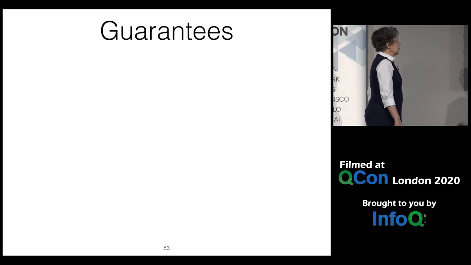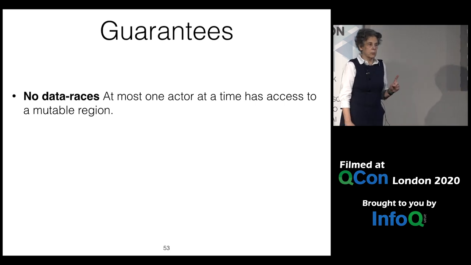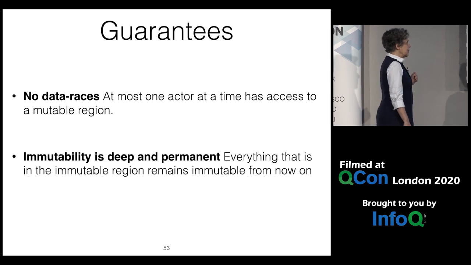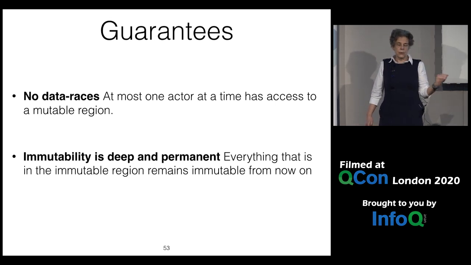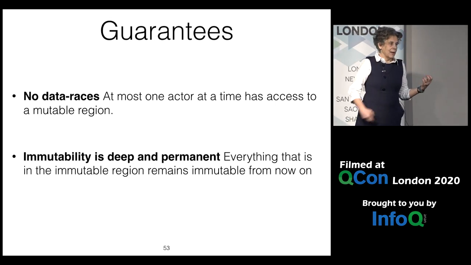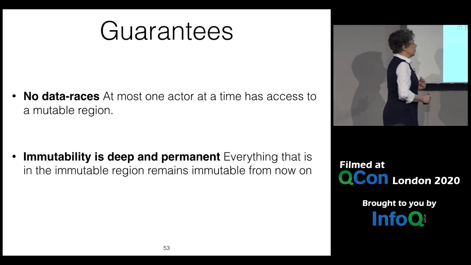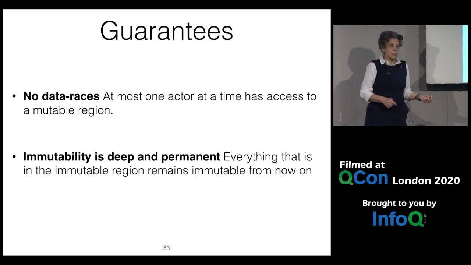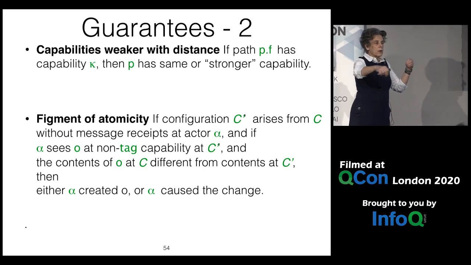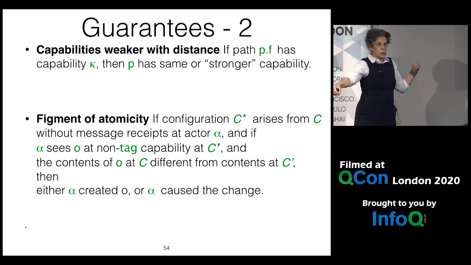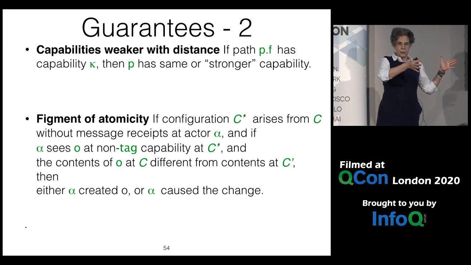So what guarantees does the type system give me? It gives me no data races, because at most one actor has access to a mutable object at any time. Immutability is deep and permanent. As soon as something is in the immutable region, it remains there. Stuff can move from the mutable to the immutable by giving up capabilities and turning isos to val and stuff like that, which I'm not going to go into. But everything that is in the immutable region stays there, and everything that is reachable from there is immutable. The capabilities become weaker with the distance. So if I have a long path that is allowed to write, then every shorter path of it is also allowed to write.